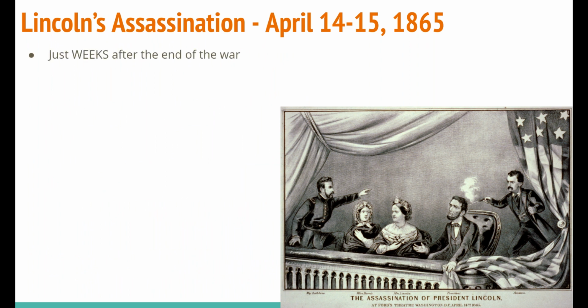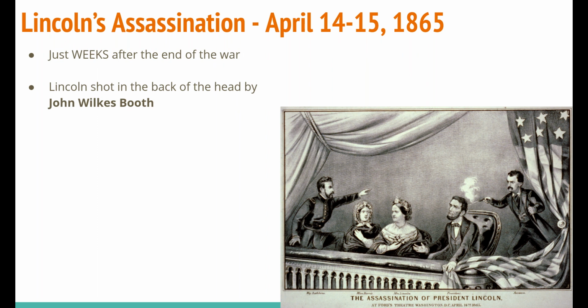I think it's like a week and a half of the war. Within weeks, right, April 14th and 15th, Lincoln gets assassinated, shot in the back of the head by John Wilkes Booth, who's a famous actor. He sneaks into this theater while Lincoln's essentially on a double date with his wife and one of his generals or somebody. They're watching a play called, I think it's My American Cousin or Our American Cousin.